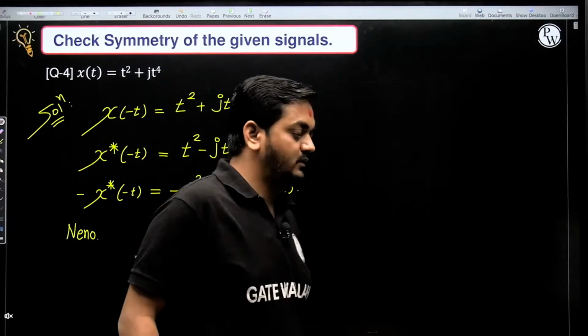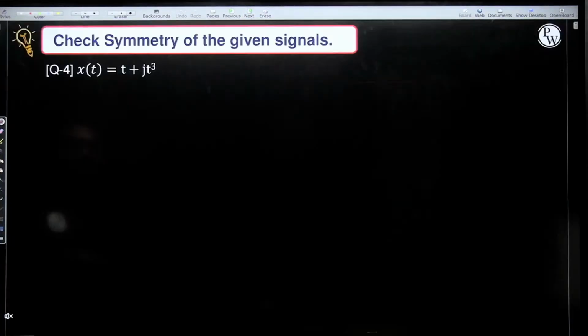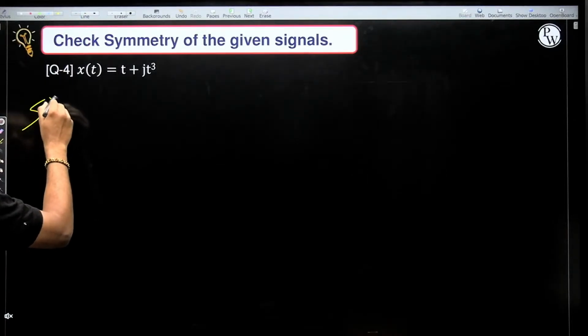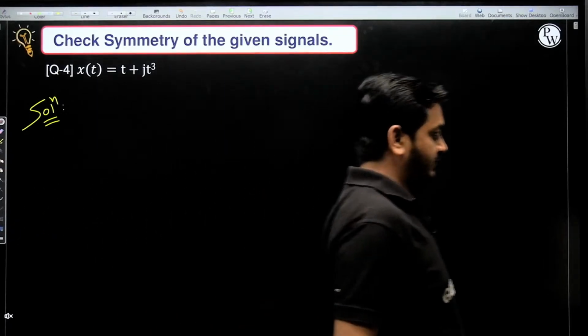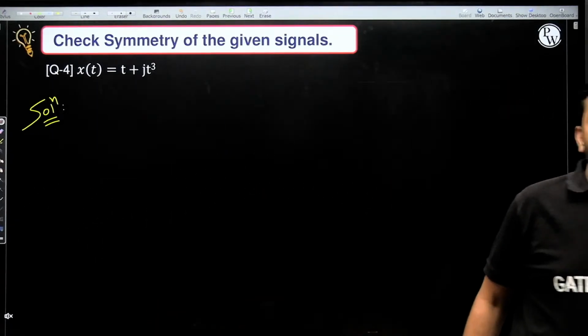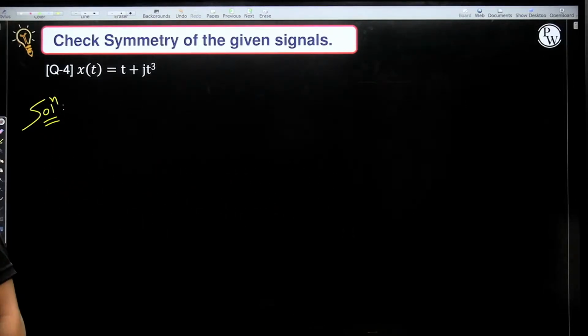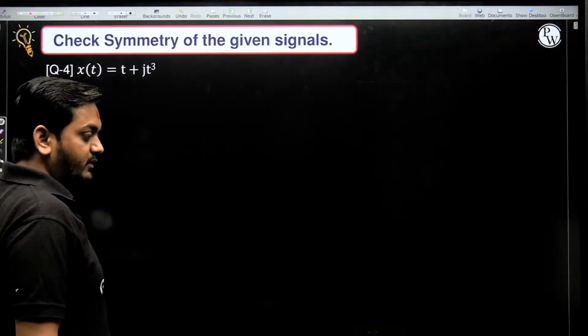Now try this question also: t plus jt. Conjugate odd, even, or neither? Then we will see the important observation from all these questions. Tell me whether this is conjugate odd, conjugate even, or neither conjugate even nor odd. I am expecting an answer from each and everyone.